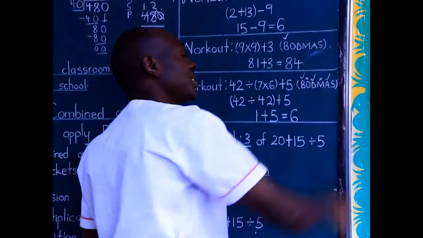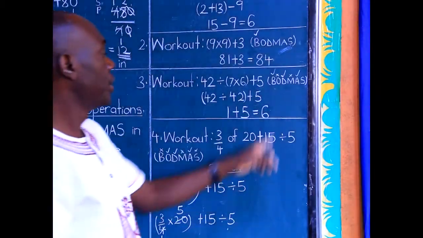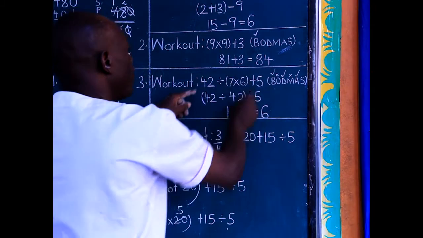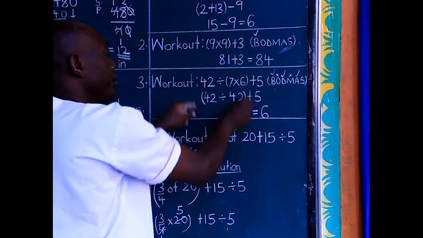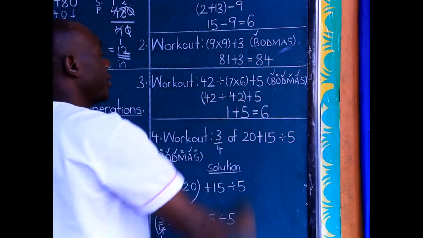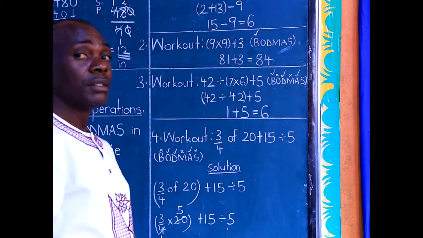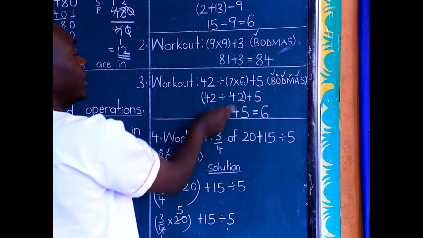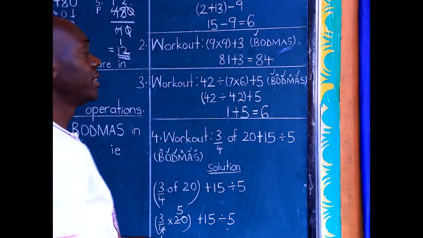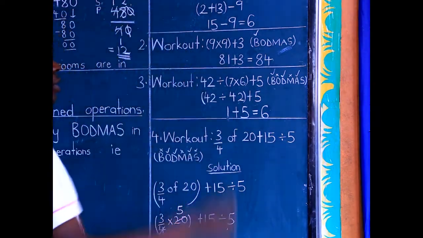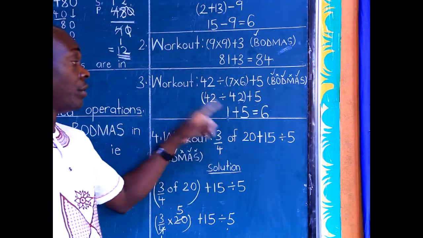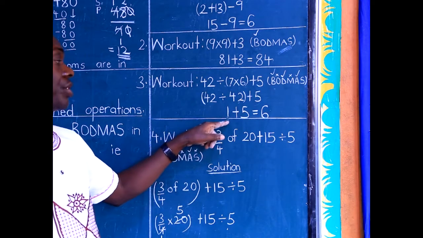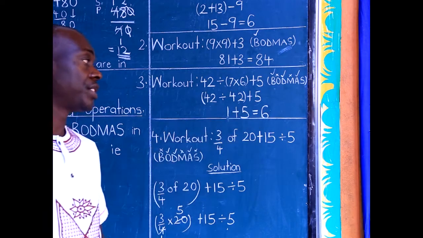Put a cross. Then we go to division. Yes. I'm dealing with division now. I will first divide before I add, where 42 divided by 42 is the 1. Now plus 5. You don't need to consult again. So you are remaining with only the addition operation, the plus sign. So I've got 1 plus 5, finally you get 6.